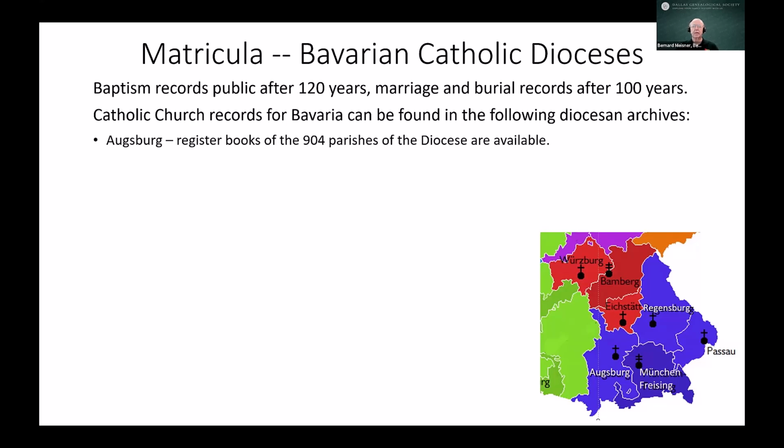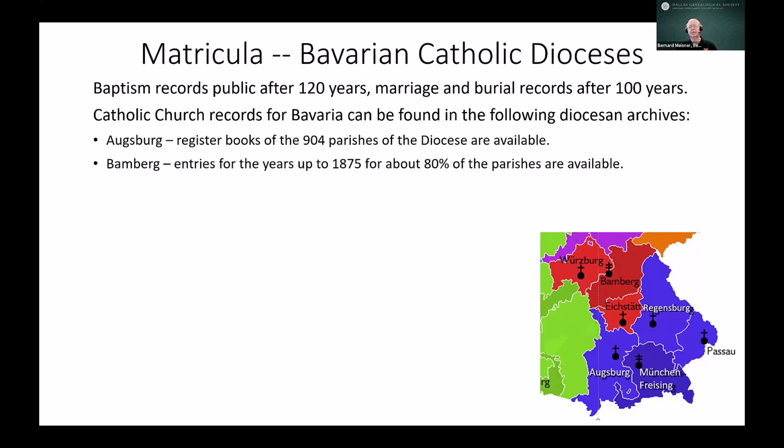From Augsburg, their books for 904 parishes are available. For Bamberg, they did their entries up to 1875, and it has about 80% of the parishes. After 1875, there was civil registration, so they figured, oh, you can get the records there. Some of us might like to have both for comparison and for the additional information. The baptismal records, of course, have the godparents, who are probably friends, associates, neighbors. And in the civil registration record, you'll just have the person who reports it.